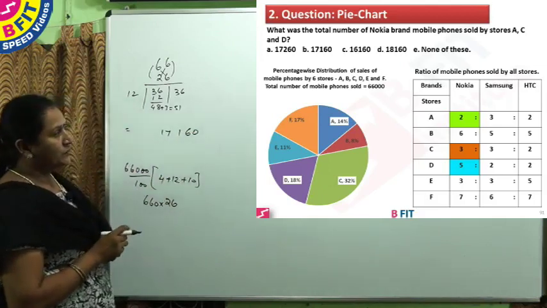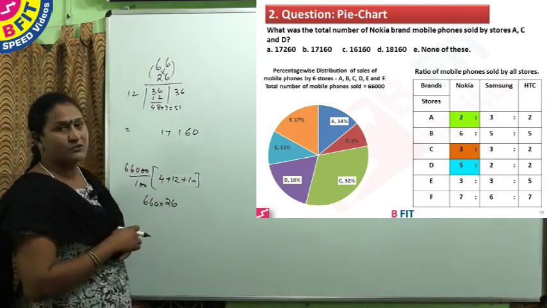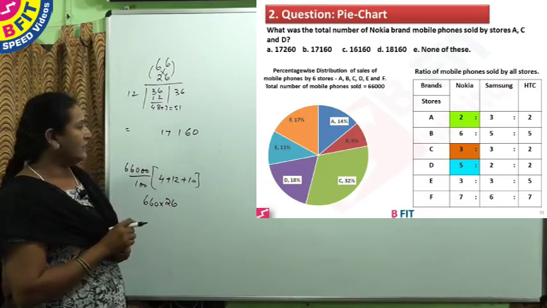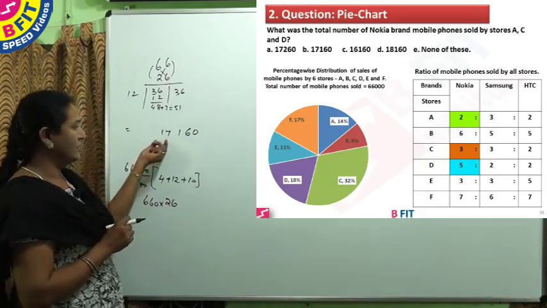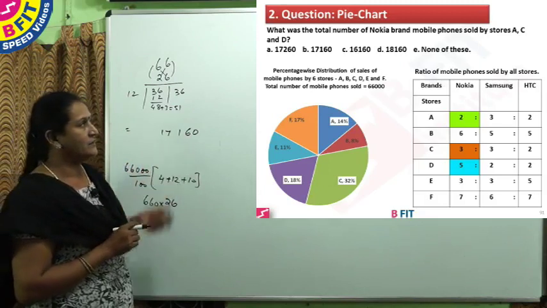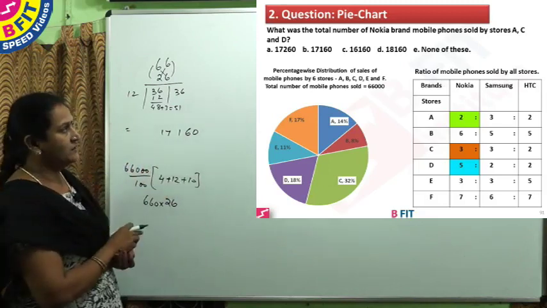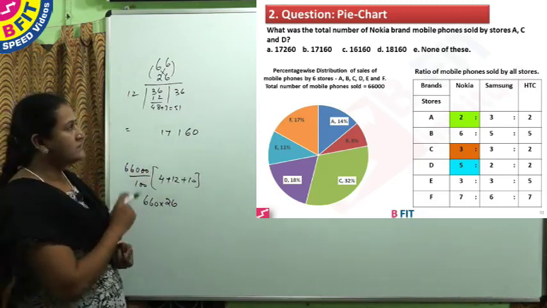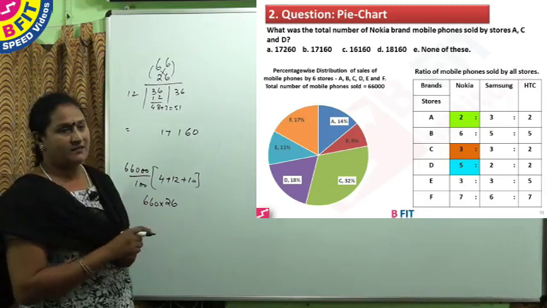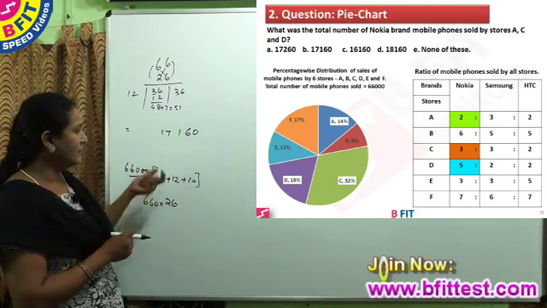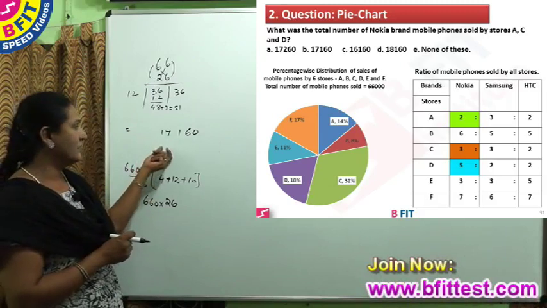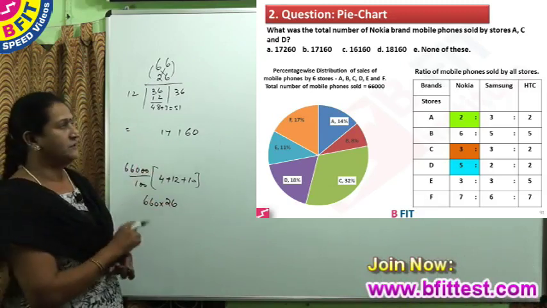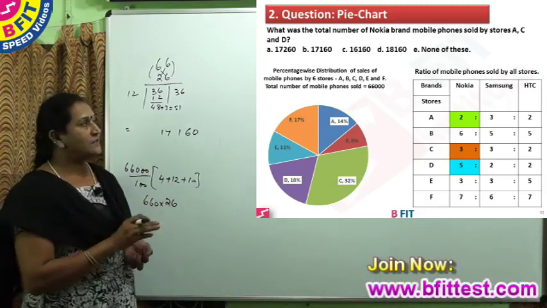So the total number of Nokia phones sold by stores A, C and D is 17,160. And now what will be the option? It is option B, 17,160. So choose the option correctly. So it is option B, 17,160. So we'll see the next question.